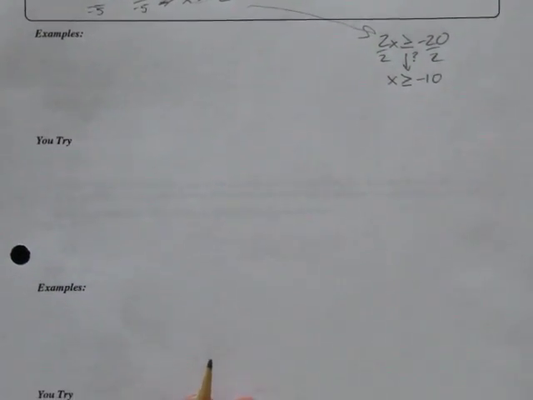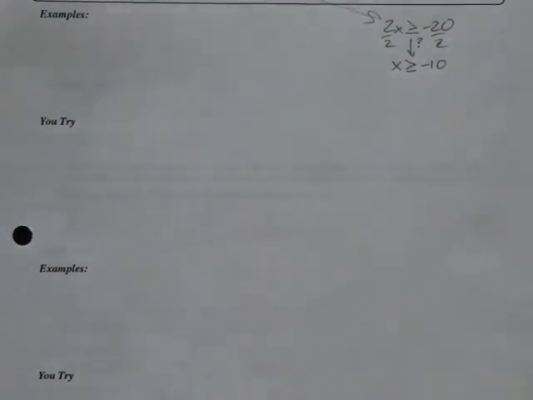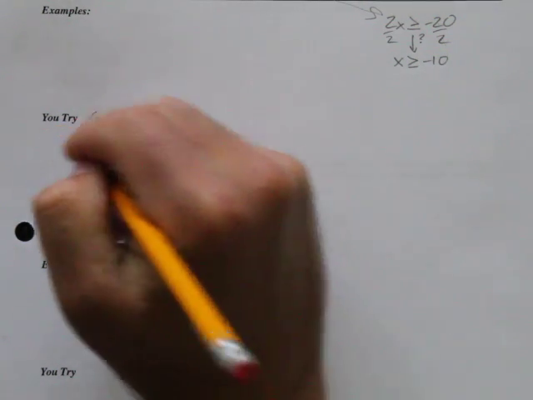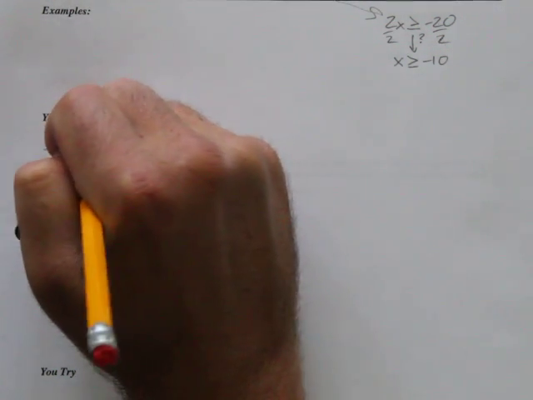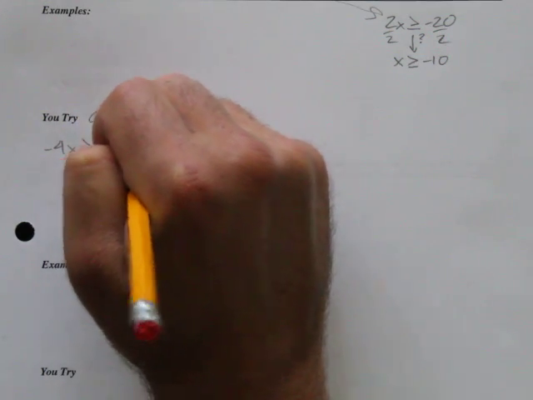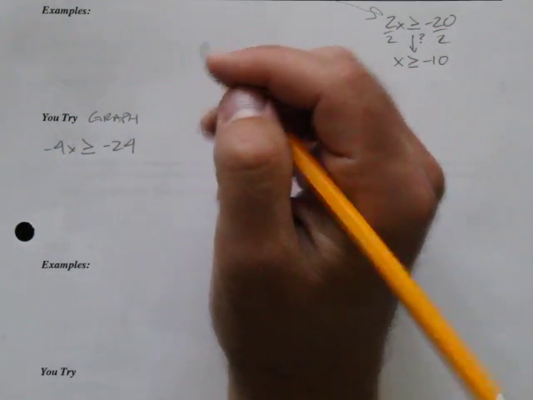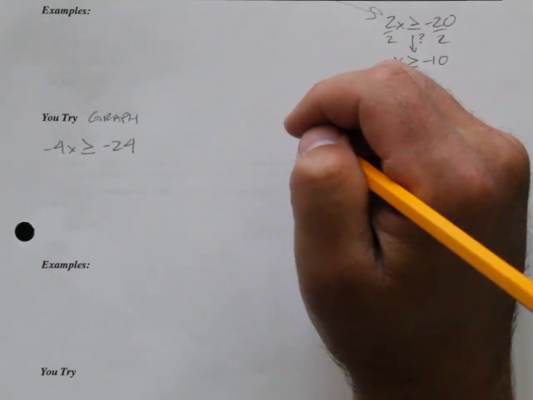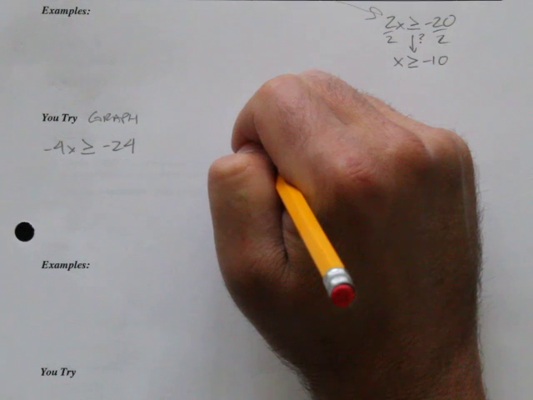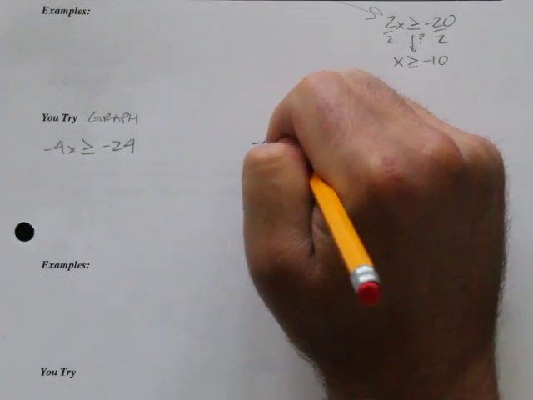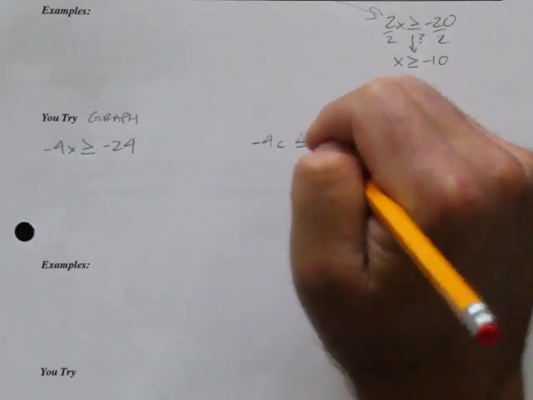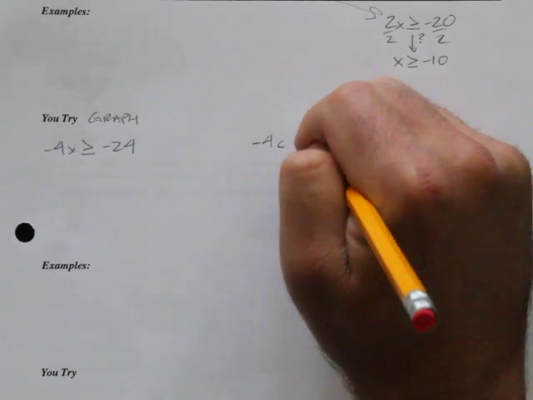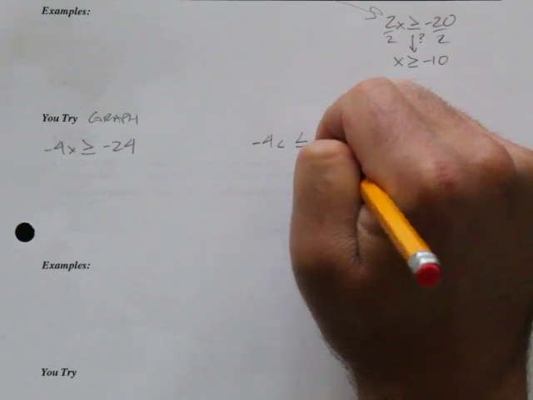So we're going to just jump right into some Try-Its. And also make sure that you graph this. So I've got negative 4x is greater than or equal to negative 24. And I've got, let's see here. Oh, negative 4c is less than or equal to 5c plus 58 over 6.